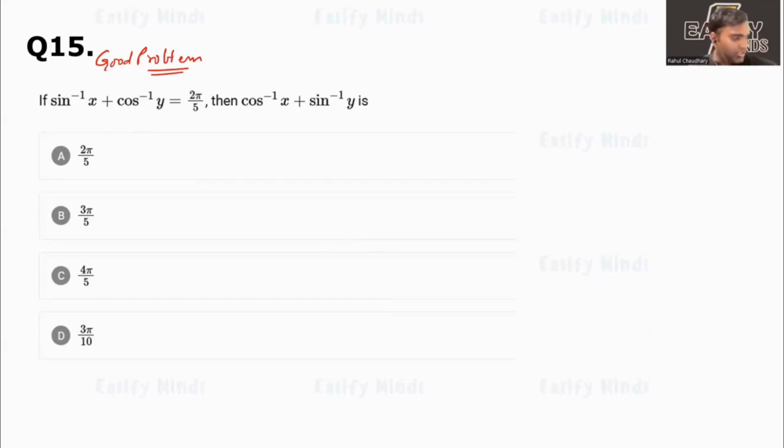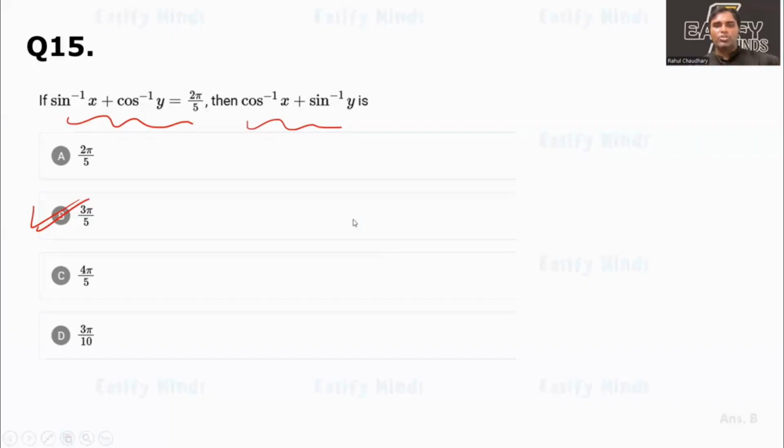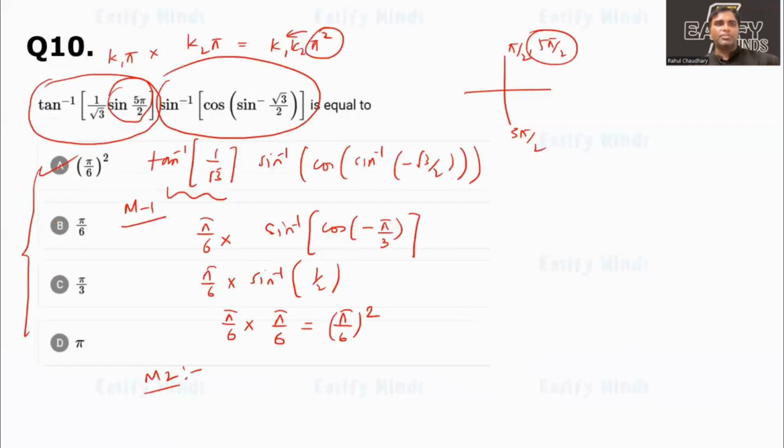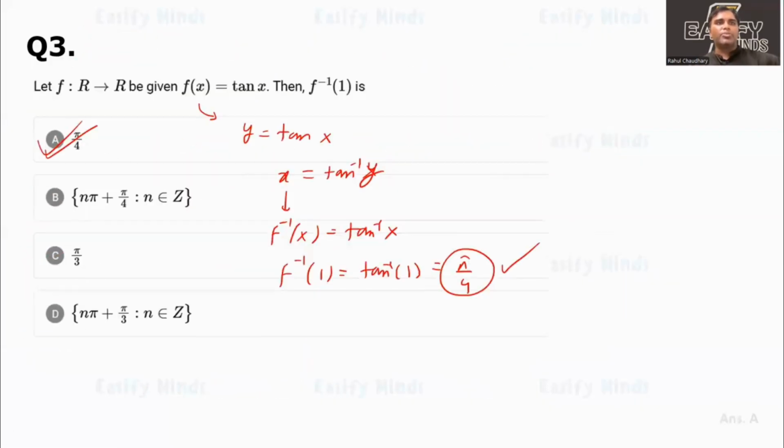So with that, we have covered 55 questions so far: 40 questions of matrices and determinants, and 15 of ITF. B is the correct answer. Everyone will get the right answer. So with that, we have covered 15 questions of ITF. These are the 15 problems we have done.